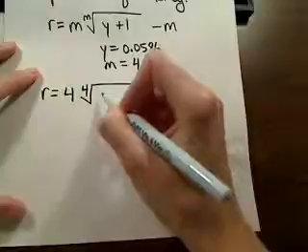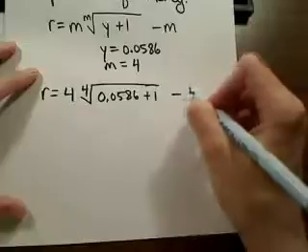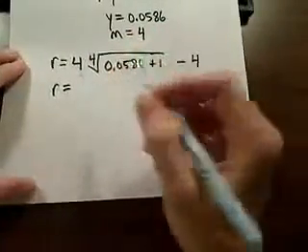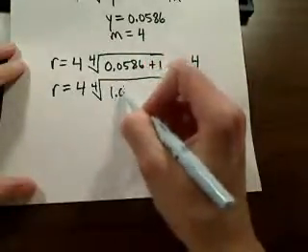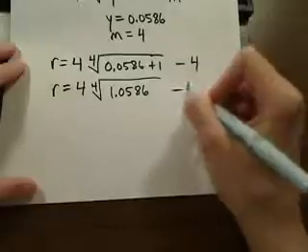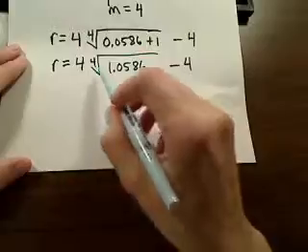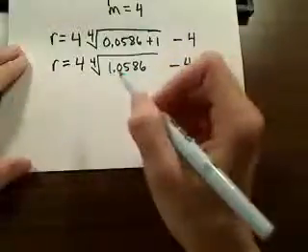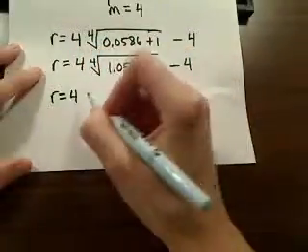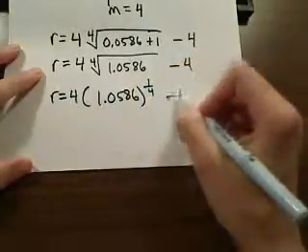This is the fourth root of 0.0586 plus 1, and then minus 4. Okay, so r here equals 4 times the fourth root of 1.0586, and then minus 4. Okay, on your calculator you will either see a button where you can input the fourth root here, or you may need to do it in a fractional exponent form. This is 1.0586 raised to the 1/4 power. So the way I'm going to do it is with the fractional exponent.